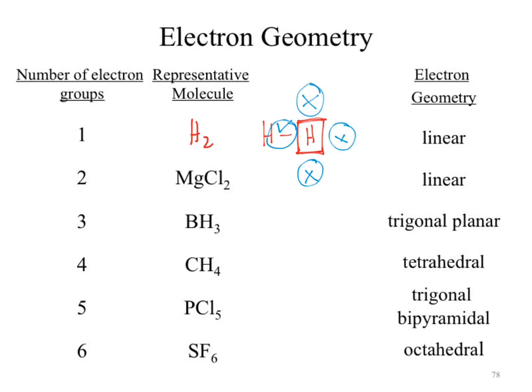What other shape could we get for connecting 2 points? That shape would be linear. There is only one possible shape for one electron group. It is linear. As you go through and look at the rest of these, we end up seeing different electron geometries come out of it based off of how many groups of electrons are around our center atom. Let's pick a slightly more exciting one. Let's look at BH3.